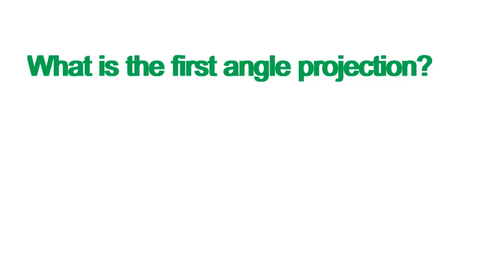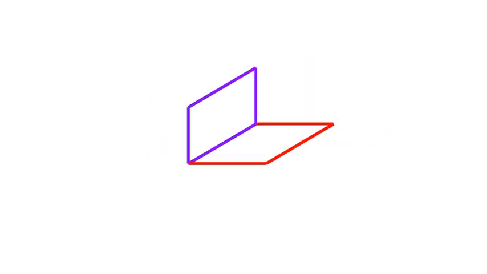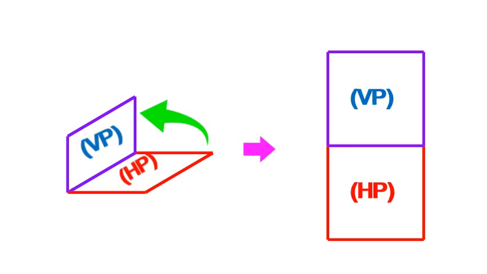Before we start solving problems, let's first understand what first angle projection actually means. In this method, the object is placed in the first quadrant, which means it lies above the horizontal plane, HP, and in front of the vertical plane, VP. The projections are then drawn on the planes opposite to the object.